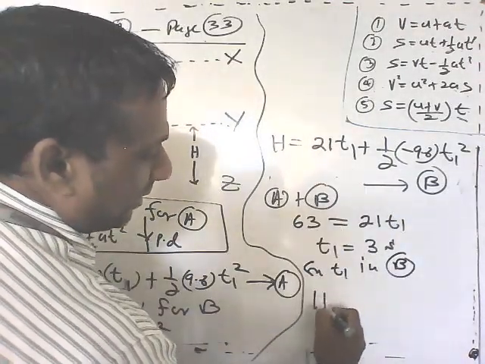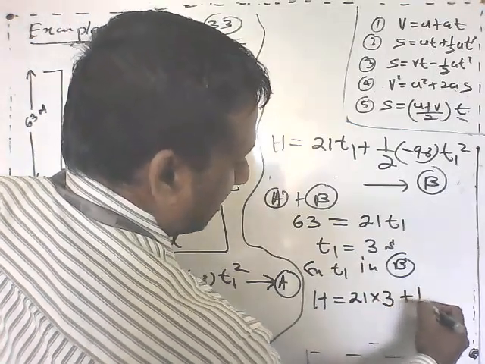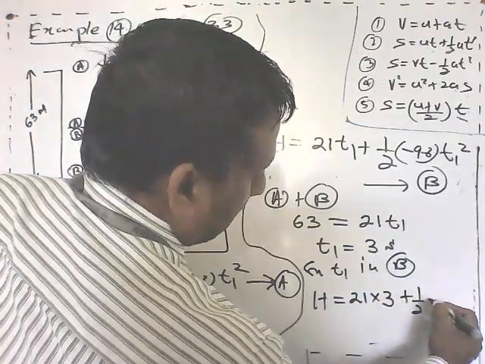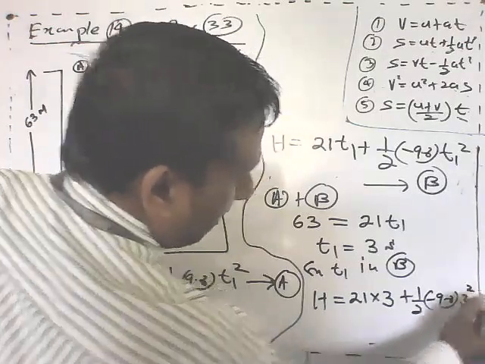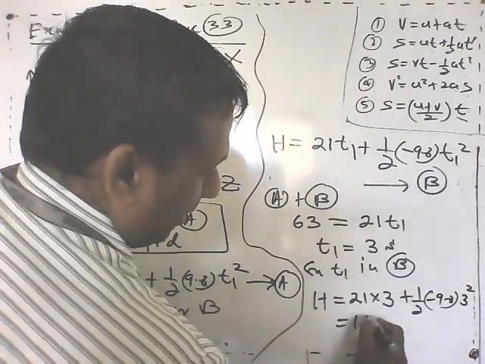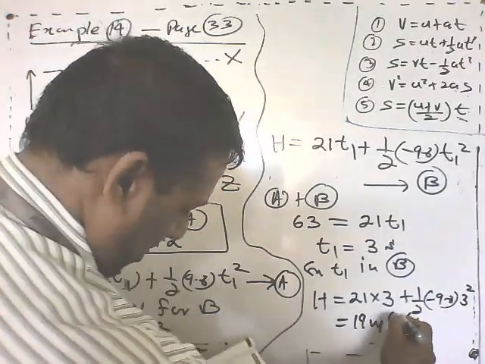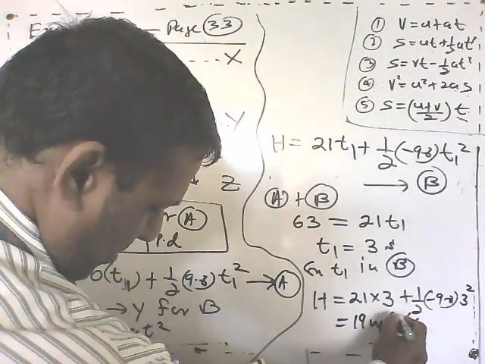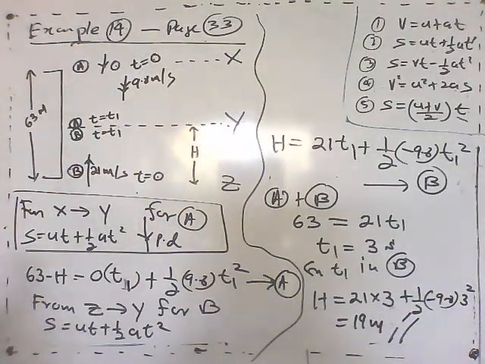Then we get h equals 21 into 3 plus half into minus 9.8 into 3 squared. This is a very simple simplification. Then we get 19 meters. You can all check, this is equal to 19 meters, exactly 19. You can check that. So we did the example.